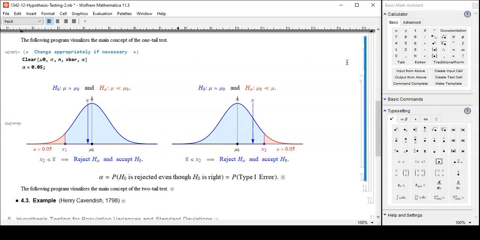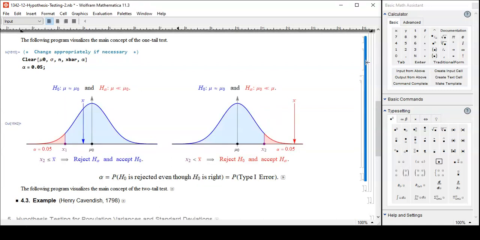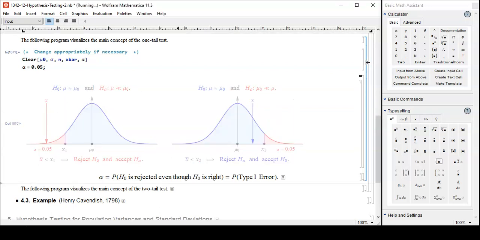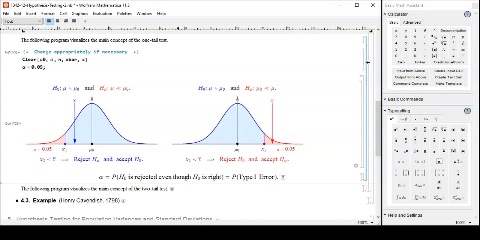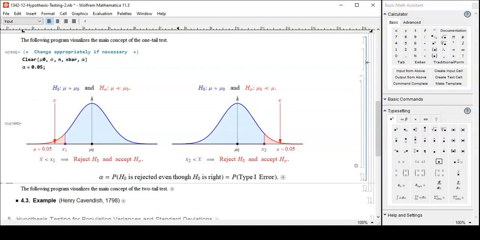So this program is randomized, so just run it over and over again, and as you can see, given critical value, if your observed mean is close enough to the null, so if it falls in the blue region, then null wins, and then if it's too far away, falls into the red region, then null loses, and you accept alternative hypothesis. You can run it over and over again.